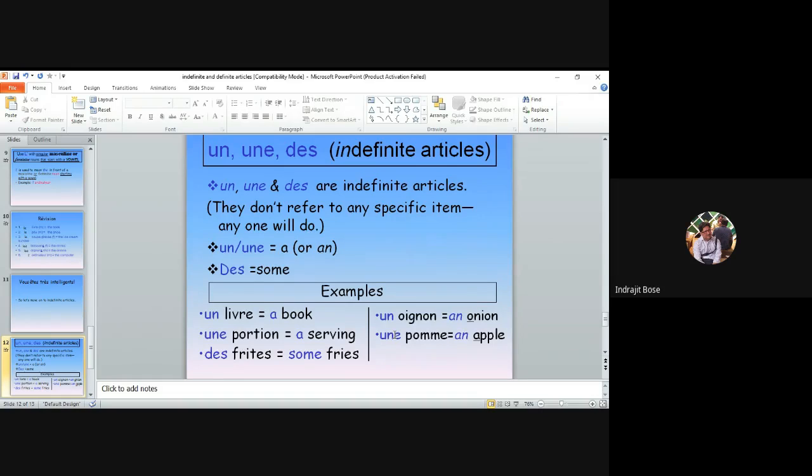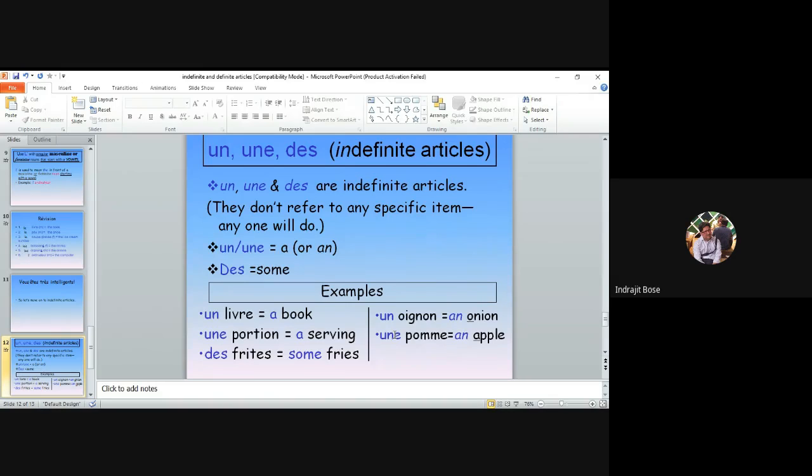Now, we have the masculine noun livre, so un livre, a book. And if it is feminine, then you have to say une. Une portion, a serving. Des frites, or some fries. Un oignon, an onion. Une pomme, an apple.